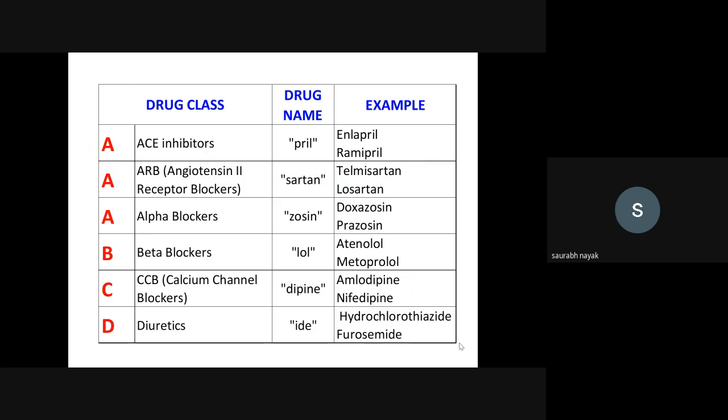If it is a calcium channel blocker, then the drug name must contain dipine: amlodipine, nifedipine, etc. And if it is a diuretic, the drug name must contain IDE. For example, hydrochlorothiazide, furosemide, etc.